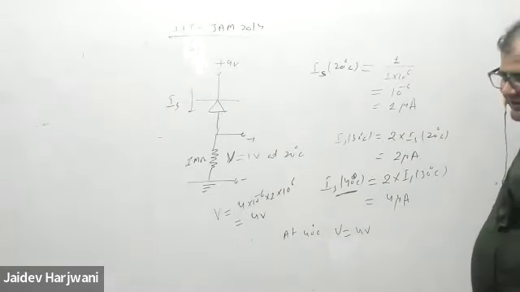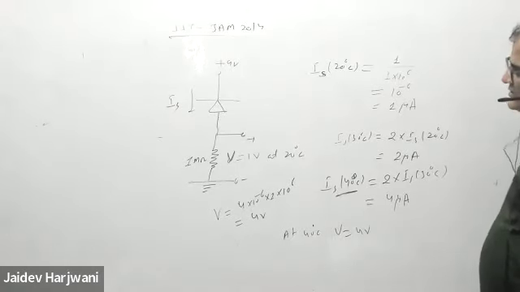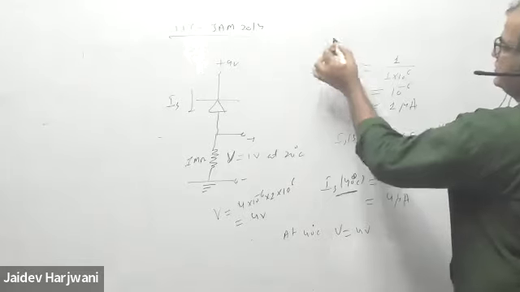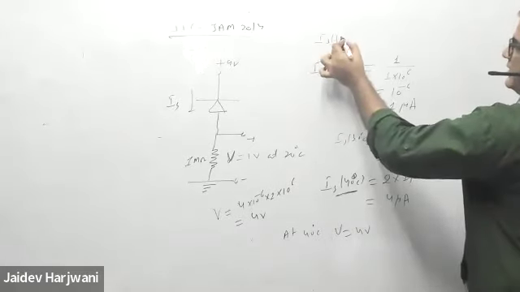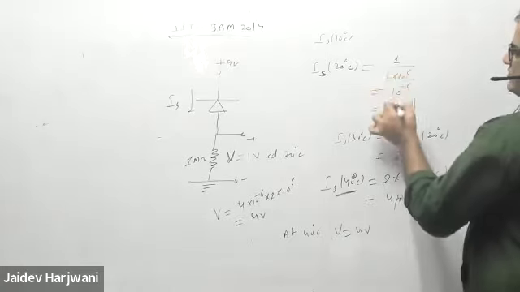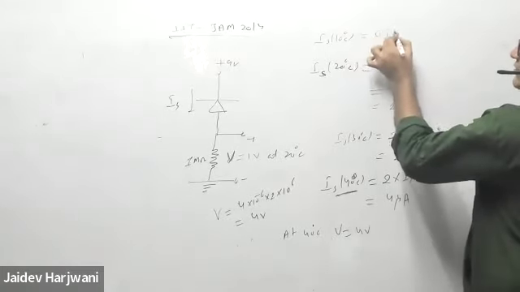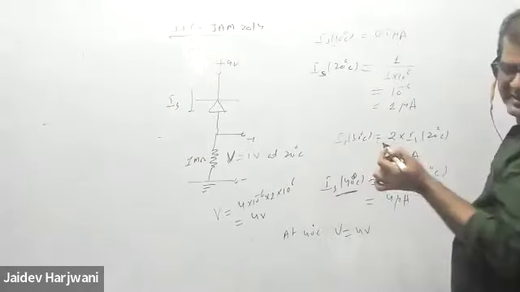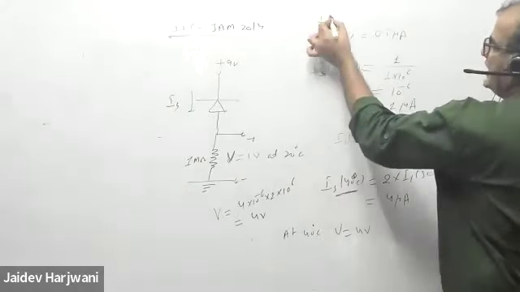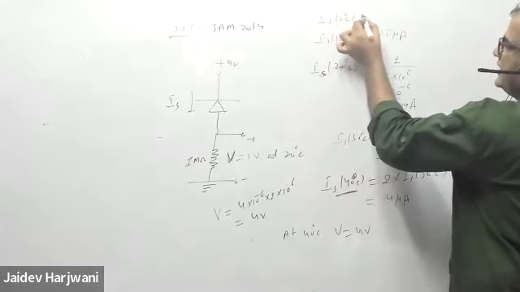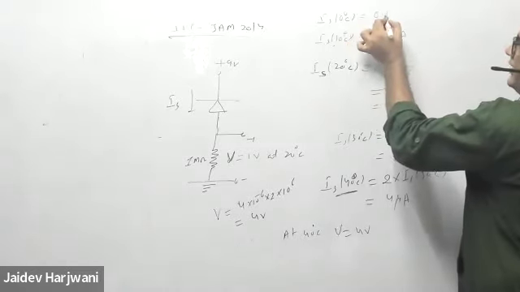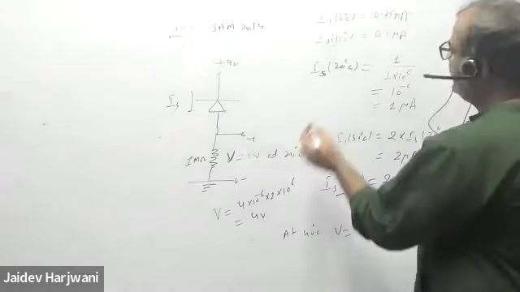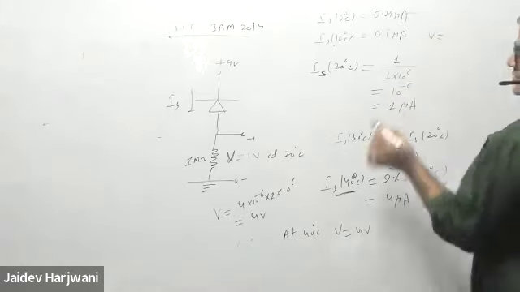Similarly, at 0, what will become? Tell me what the IS is at 0. If I go from 20 to 10 degree centigrade, IS will be half of this one, that will be 0.5 microampere. And if I go 10 less again, then IS at 0 degree centigrade will be 0.25 microampere. So obviously now voltage will be how much?